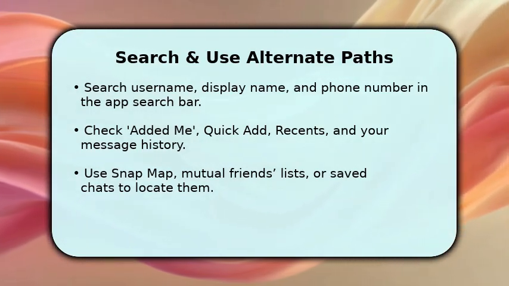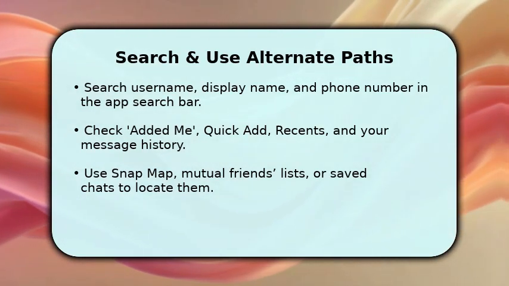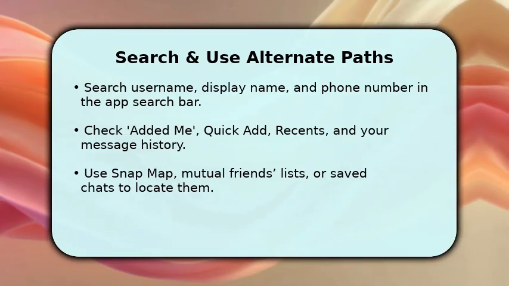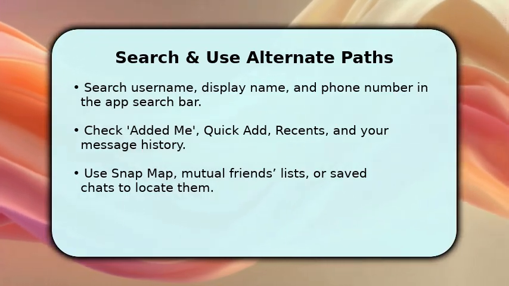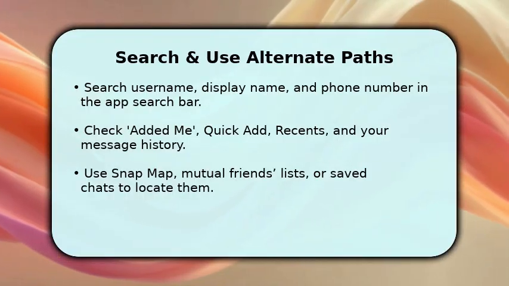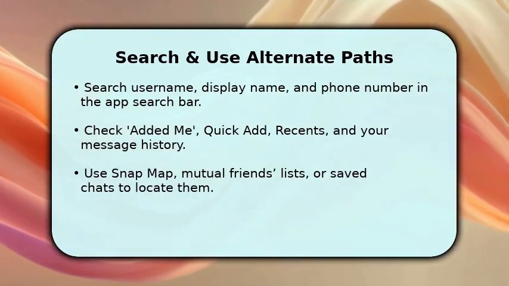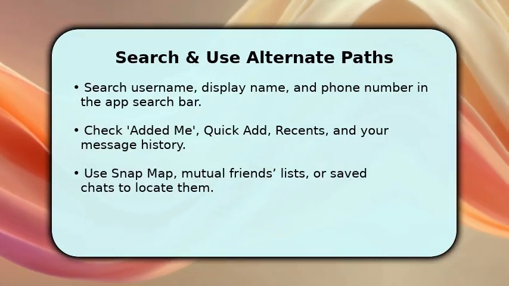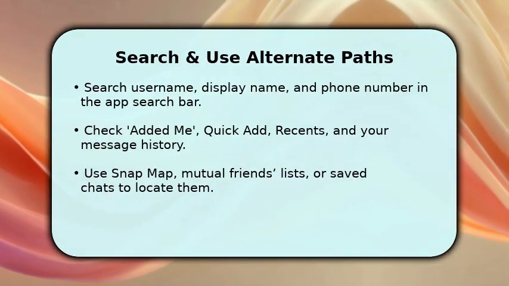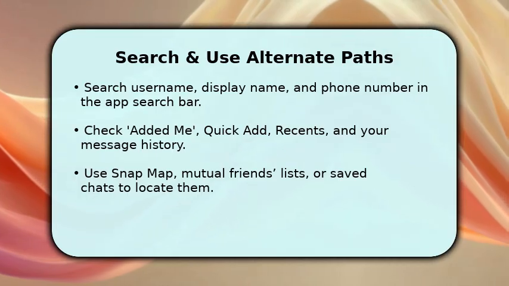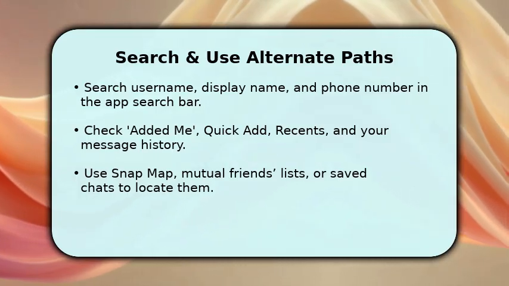Check the Added Me list and quick add for mutual connections because Snapchat surfaces people you share contacts with. Once done, open Recents and Messages. If you ever chatted, their conversation or saved snaps can reopen their profile. Make sure to look at Snap Map and Mutual Friends lists, as locations or shared circles reveal accounts.